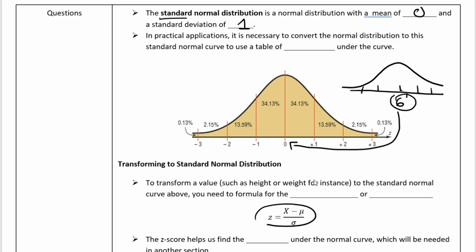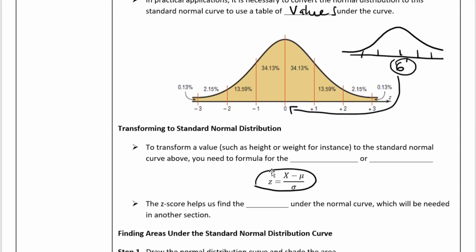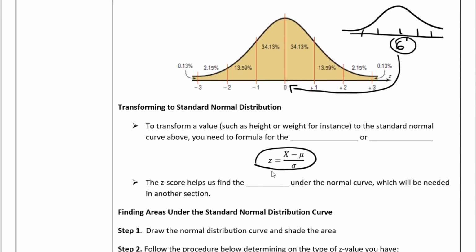It's actually this formula. So in practical applications, just like in this example, it's necessary to convert it to a standard normal curve in order to use a table of values under the curve. We'll talk about how that table of values looks in a second. So to transform it, you would need the formula for the z-score. This is known as the z-score or the standard score.